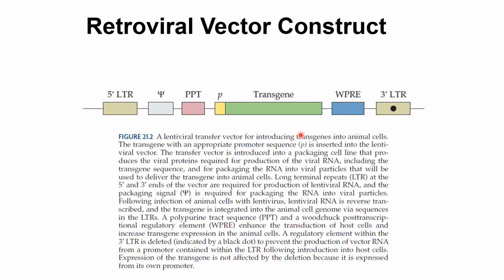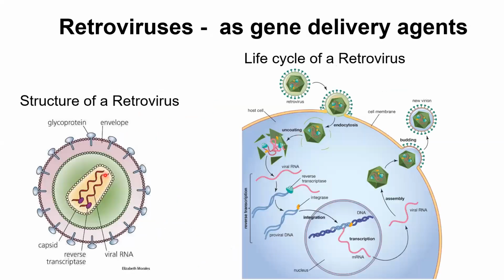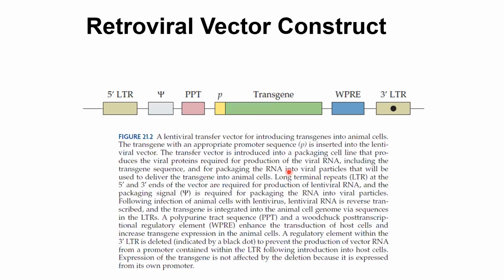The RNA has to be produced, and inside this RNA, we will have a sequence of our gene of interest and the promoter, which would be converted into an RNA molecule, and this 5' and 3' LTR play a vital role in this.